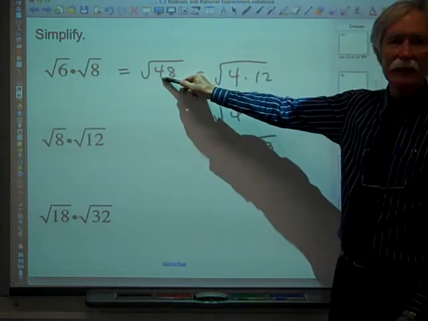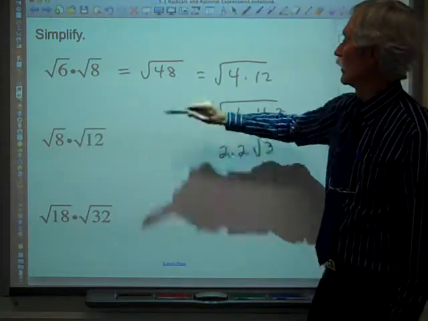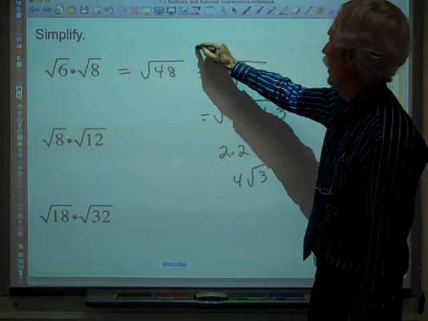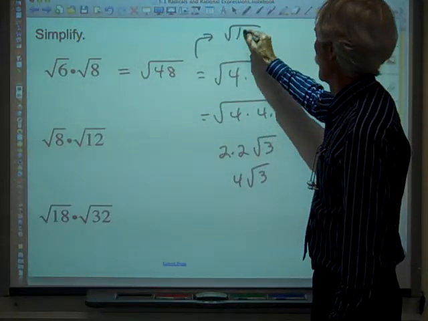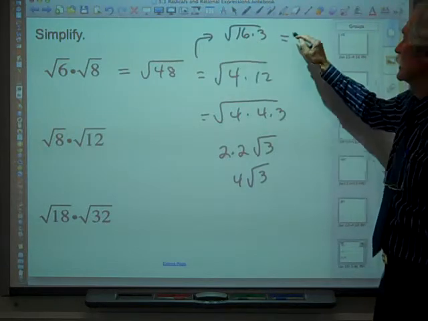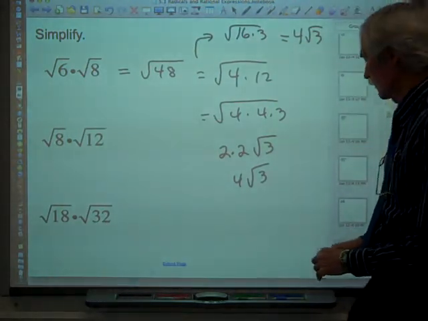Did anybody see a 16 hiding in there? No? There is a 16 hiding in there too. You could have gone 16 times 3. What's the square root of 16? 4. Square root of 3, not nice. 4 root 3.